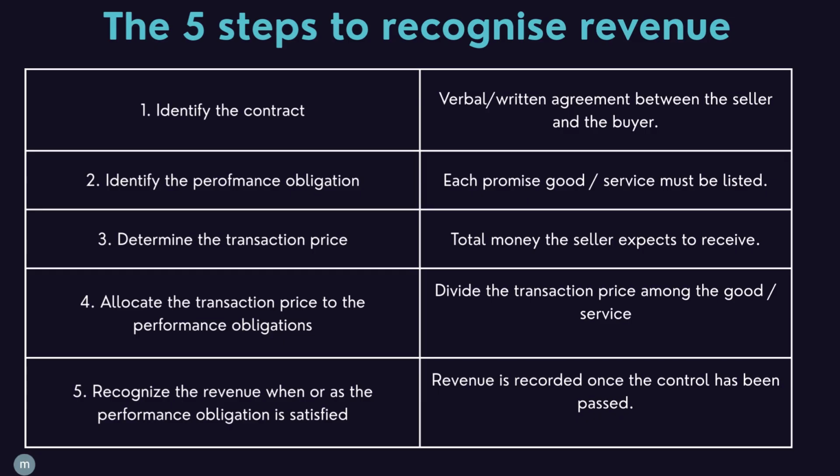Step 3, determine the transaction price, the total money you expect to get. Step number 4, allocate that price. If you have multiple promises, split the money fairly. Step number 5, recognize the revenue only when you deliver what you promised and control passes to the customer. Easy to say, trickier to do. So let's make it real with examples.